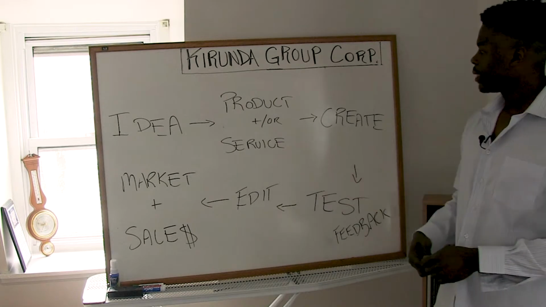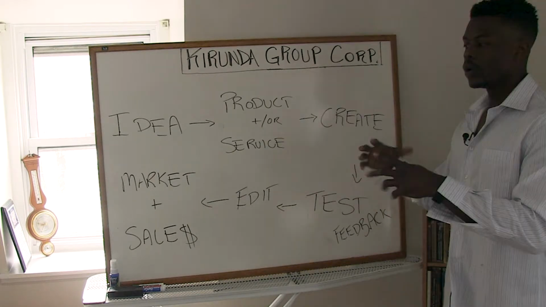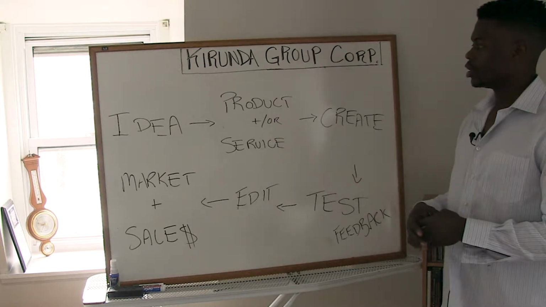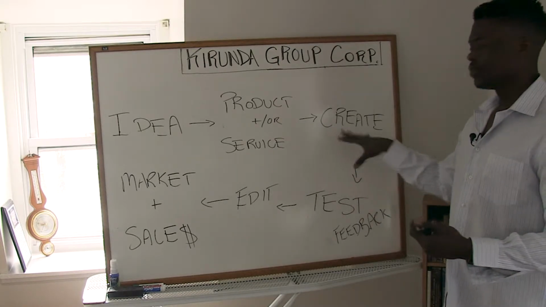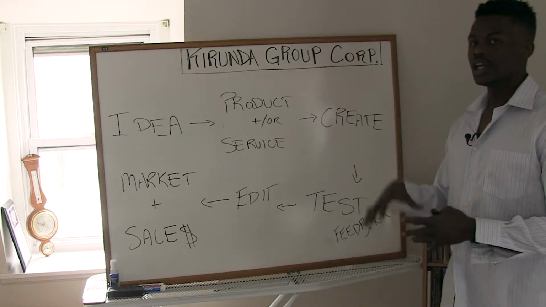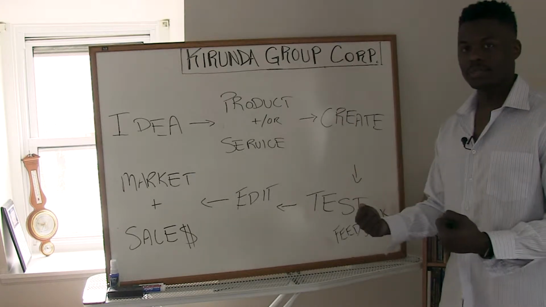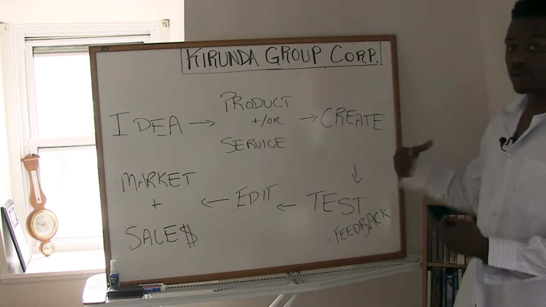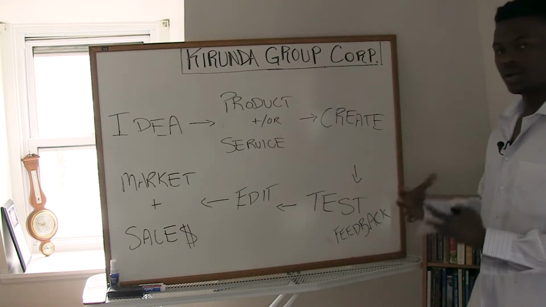And once you have that done, you want to be able to create it. You want to come up with a sample of what you're trying to produce. If it's a product, like, bringing it back to the Snuggie, you want to bring a couple of samples out to the marketplace and test it out. So that's why you create it first. You create a couple of samples and see how it's going to be tested.